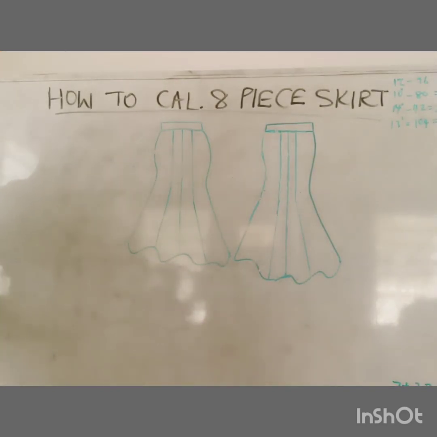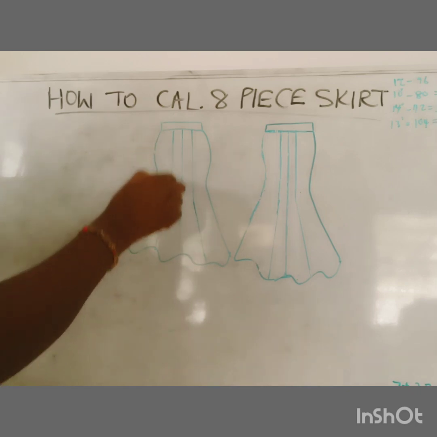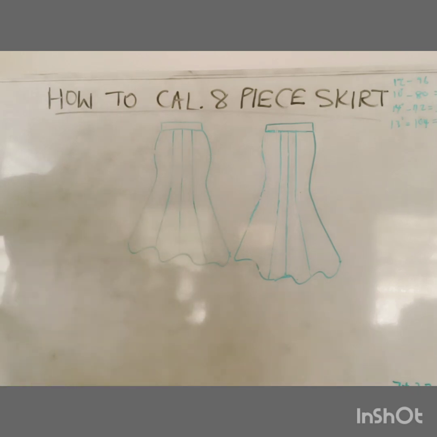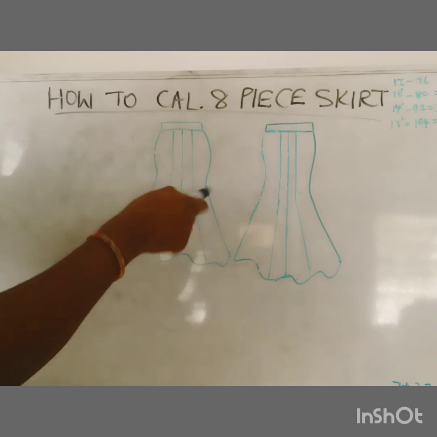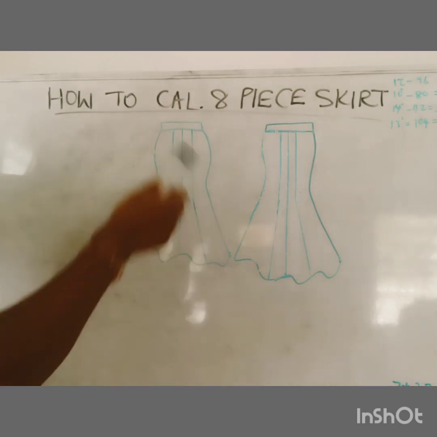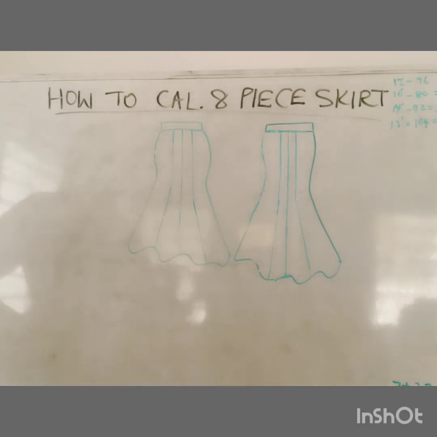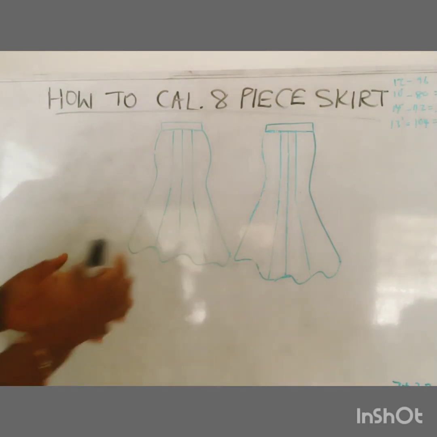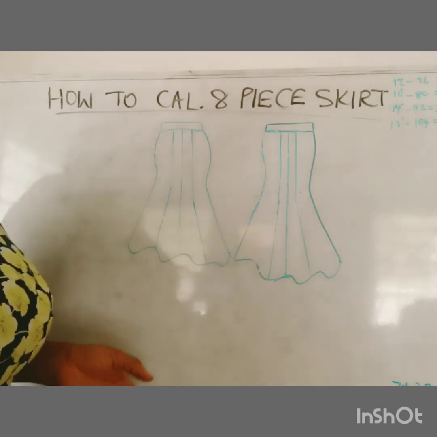An 8-piece skirt is also known as a panel skirt, and it's because it has 8 parts, 4 in front and 4 at the back. So that is why it is an 8-piece skirt. Now, the first thing I want to talk about is how much fabric you need for an 8-piece skirt. The amount of fabric you need depends on the volume of the skirt and how you want your skirt.